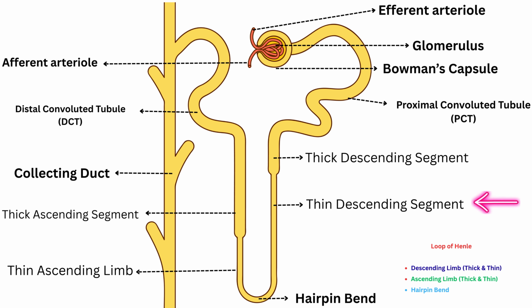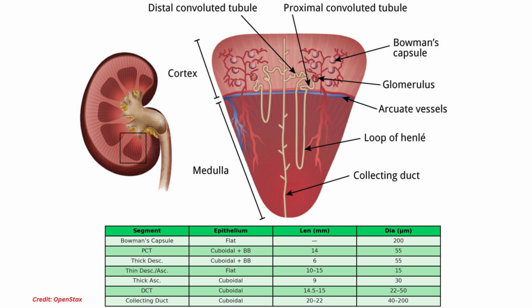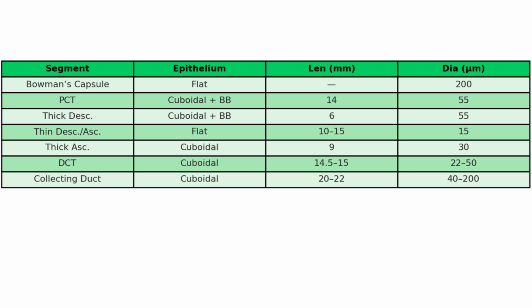Thick descending segment, this is a direct continuation of the proximal convoluted tubule or the PCT. It descends into the medulla, measuring about 6 millimeters long and 55 micrometers in diameter. The walls are made up of brush border cuboidal epithelial cells, which help in absorption. Now is the thin descending segment.